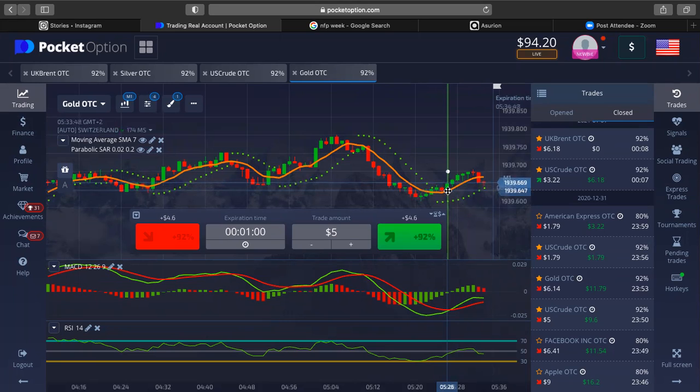So if I were looking for a buy or a call opportunity, what is the first confirmation that I would be looking for? What is the very first thing that I would be looking for? MACD going upwards, MACD have to cross upwards, yes.